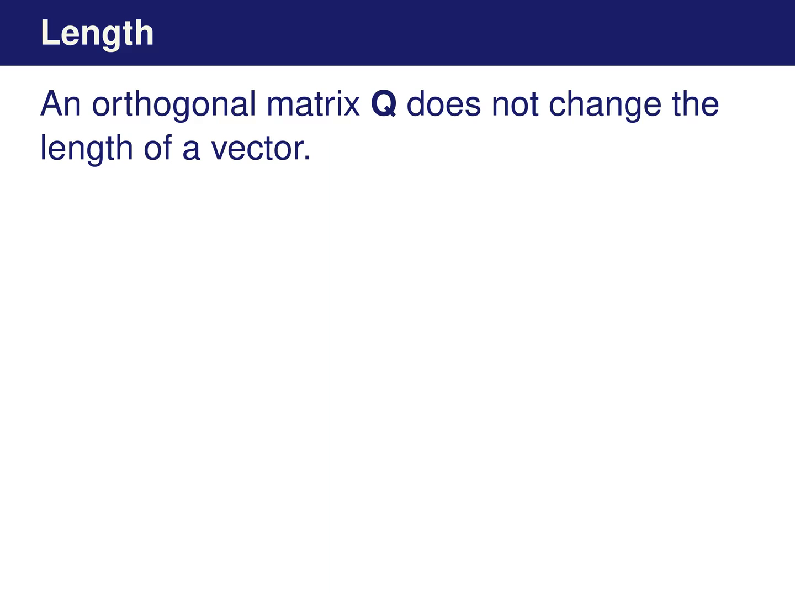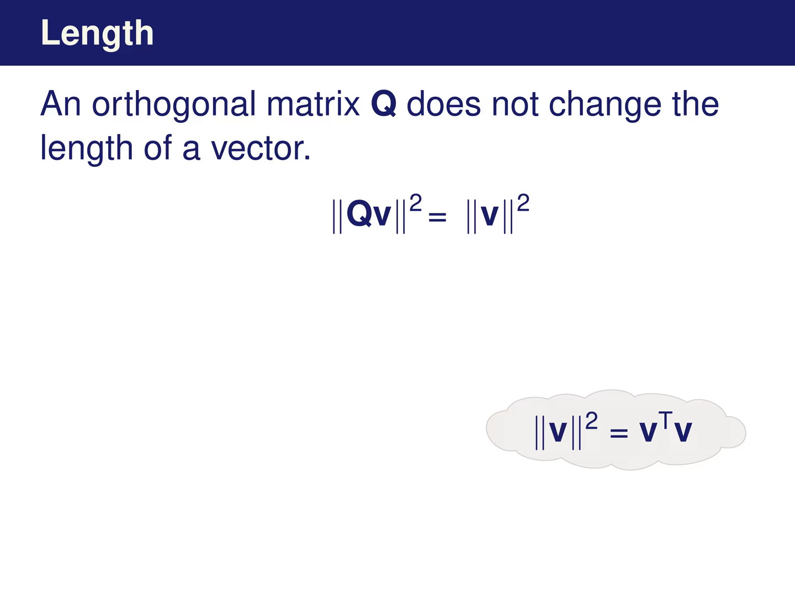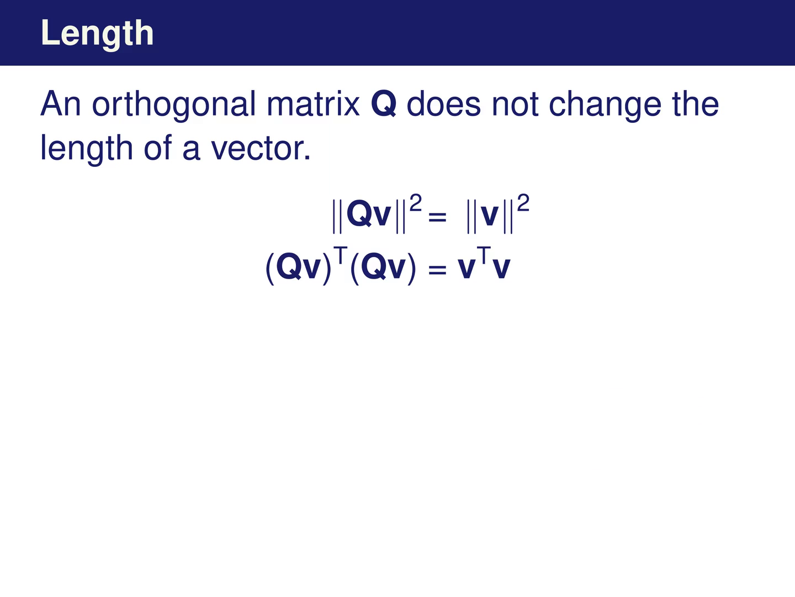Let's use this definition to find some other properties of the orthogonal matrix. If the length of a vector v is not changed, then the length of the new vector Qv equals the length of the original vector v for any vector v. We square both sides to make computation a little smoother. Recall that the square of the length of a vector is the inner product of the vector with itself. Then we have that (Qv) transpose times Qv equals v transpose times v. The transpose of a product is the product of the transposes taken in reverse order. So v transpose Q transpose times Qv equals v transpose v. Since this statement is true for any vector v, Q transpose Q must equal the identity matrix.